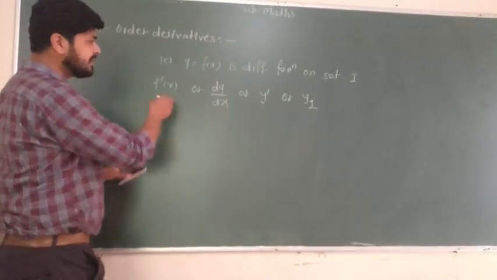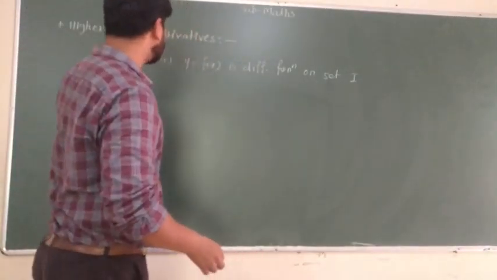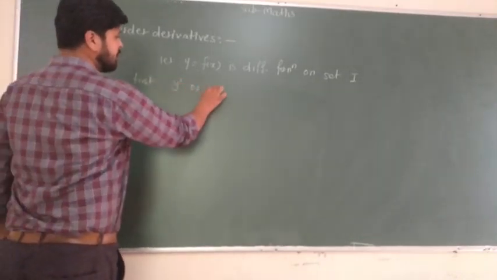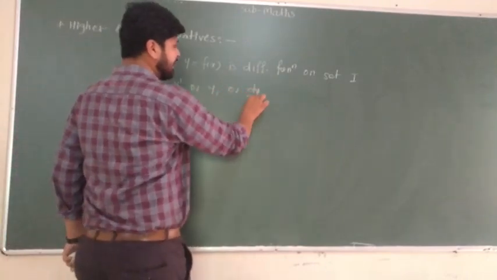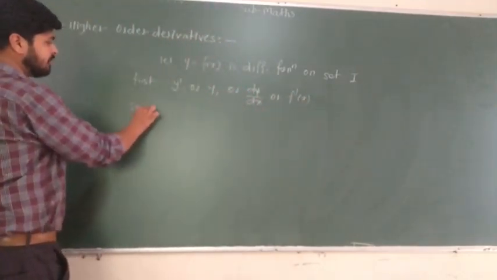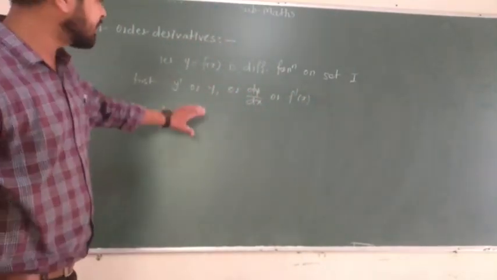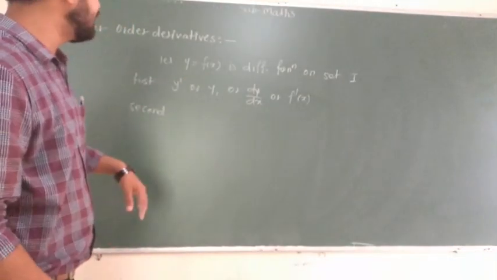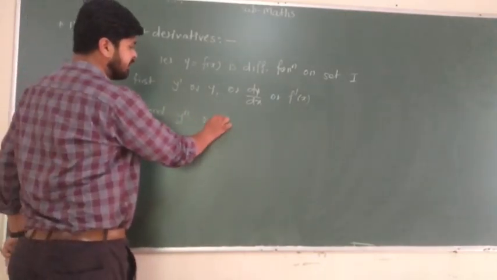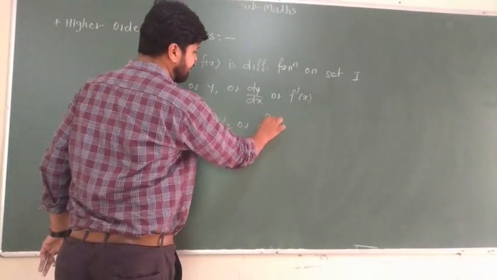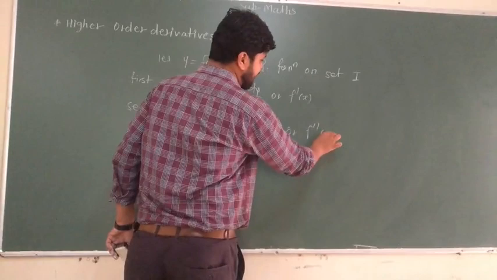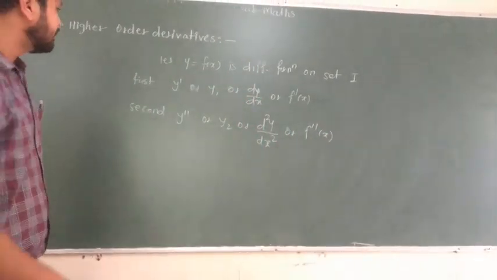Now, these derivatives are called the first derivative: y dash or y1 or dy by dx or f dash of x. Now we can find the second derivative. If these functions are again differentiable, then we can find their derivative, and that derivative is denoted by y double dash or y2 or d2y by dx square or f double dash of x.